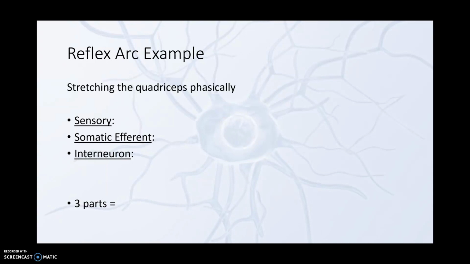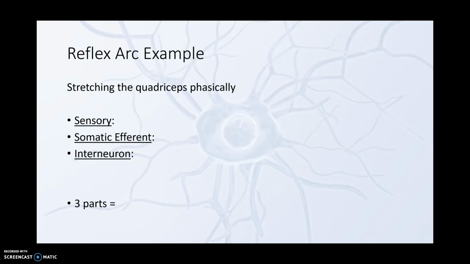So let's go over that again. We're going to stretch the quadriceps phasically. If we stretch the quadriceps very quickly, we're going to have a reflex that's a protective mechanism. Our sensory input will be the type 1A fibers from the muscle spindles coming into the gray matter of the spinal cord. At the same level that sensory input goes in, a signal must go out. So that somatic efferent, we're going to have those motor neurons going out to the muscle to tell it to do something. That signal will then cause those quadriceps to contract because, again, we don't want to stretch it too much. This is our protective mechanism.